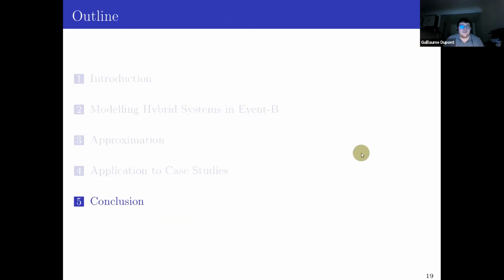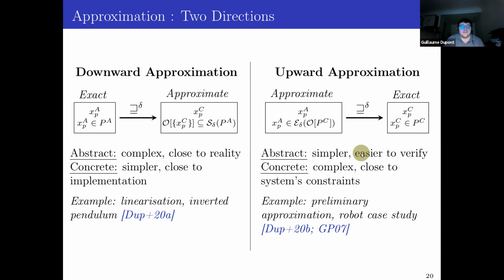All right, so yeah, just to finish. So basically, you have downward approximation when you start from the exact system and you go to the approximate system. Usually, the abstract is complex and close to reality, so it's a closer model. But the simpler is easier to implement. And you have upward approximation where this is the opposite. You start from the simpler, easier to verify system, and you go to the exact system, which is more complex but closer to implementations. And each of these actually have been addressed in the previous work if you want to look at it.